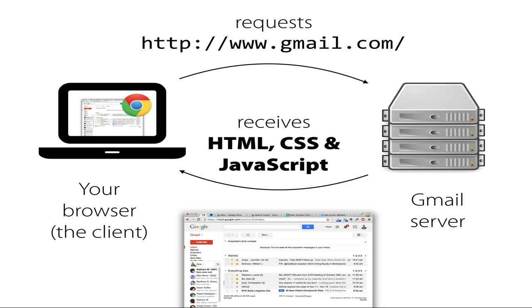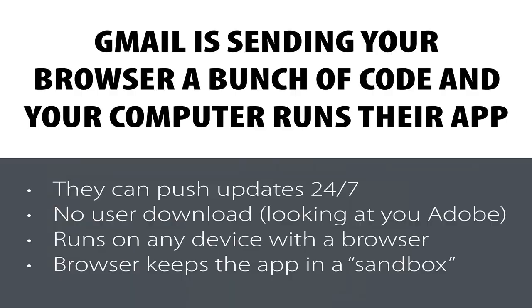So what should happen when I click on the compose button? What should happen when I click on that Gmail link? Should it go to a different page? Should it load something different? Should it make a pop-up? Should it archive an email? What exactly should happen? So these are the three components that the server sends to our browser that our browser interprets. So essentially, Gmail is sending your browser a bunch of code, and your computer runs their application, right? They're sending you an application, and your computer runs it.